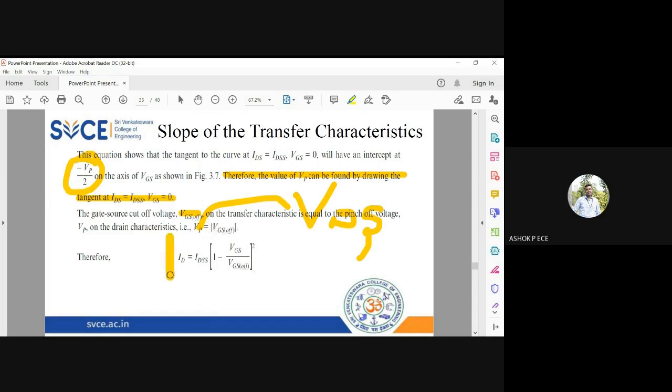So my final drain equation becomes ID is equal to IDSS into 1 minus VGS by VGS off, the whole squared. No change I'm doing. I'm just denoting VP by VGS off. I'm denoting the pinch off voltage by a new term VGS off, just to make my understanding very, very clear.